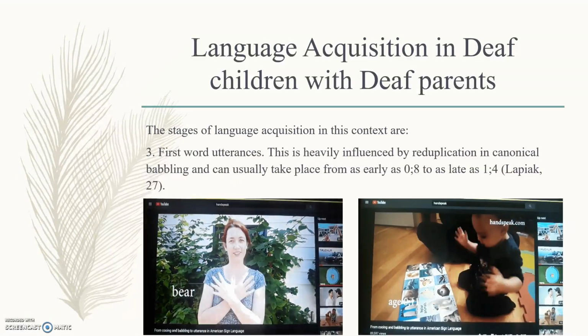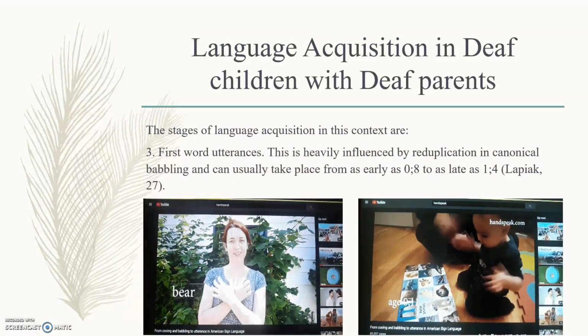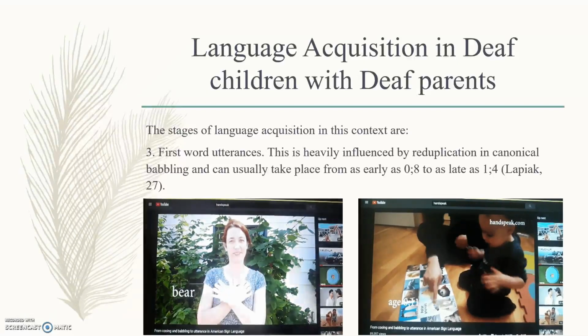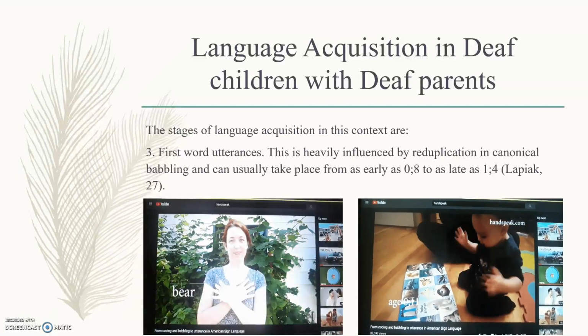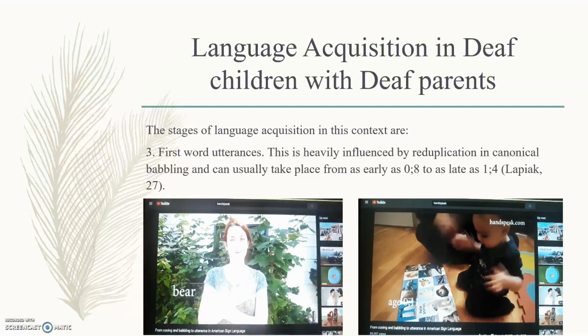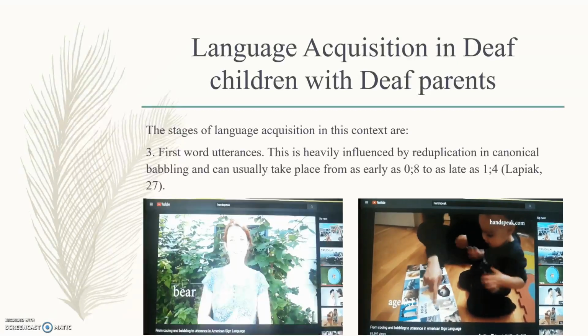Stage 3, first word utterances. So this is heavily influenced by the reduplication and canonical babbling that can take place, and this stage could usually take place from as early as 8 months to as late as a year and 4 months. So, as according to Lapiak.